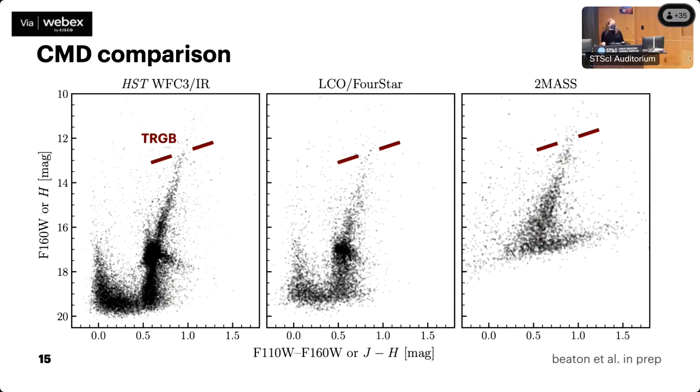And because it was a pure parallel, we didn't know the field locations in advance, so we couldn't take the FourStar data ahead of time. And anyway, that's just how it shakes out. And you can see that the HST and FourStar CMDs are pretty comparable overall, whereas in 2MASS, you hit the limiting magnitude right about at the red clump, which means that you don't have great signal to noise at the TRGB. So that's kind of where that is. Hopefully we will be wrapping it up soon.